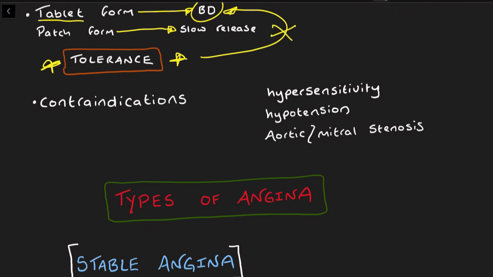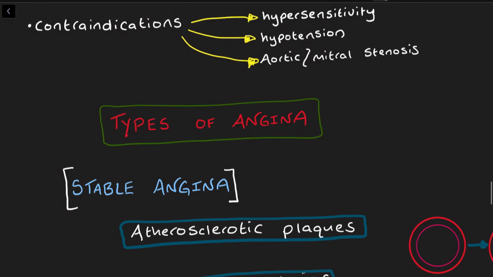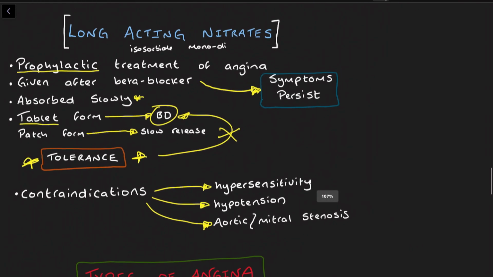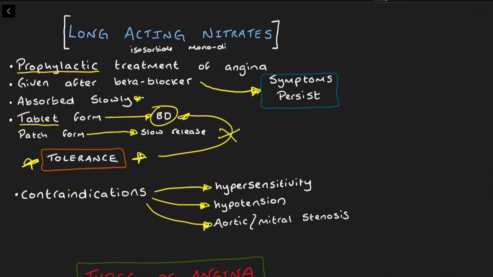Some of the contraindications include hypersensitivity to nitrates itself, hypotensive conditions because it reduces the blood pressure, and finally aortic stenosis and mitral stenosis. Some of the interactions are hypotensive effects of nitrates, which are significantly enhanced by other hypotensive drugs.